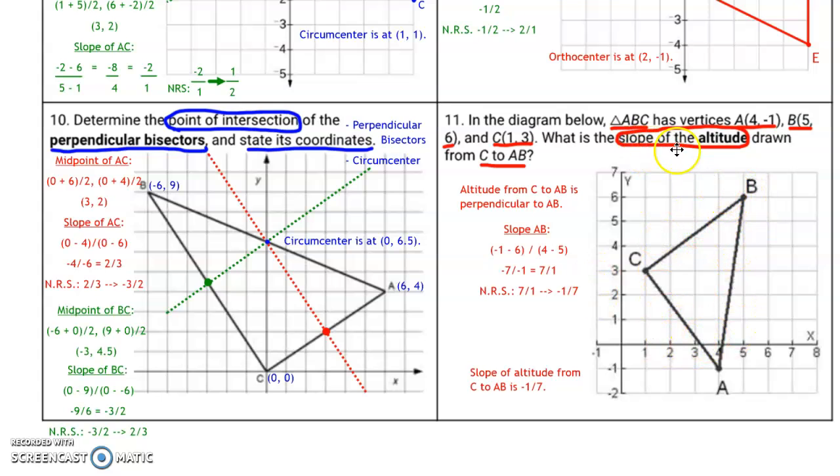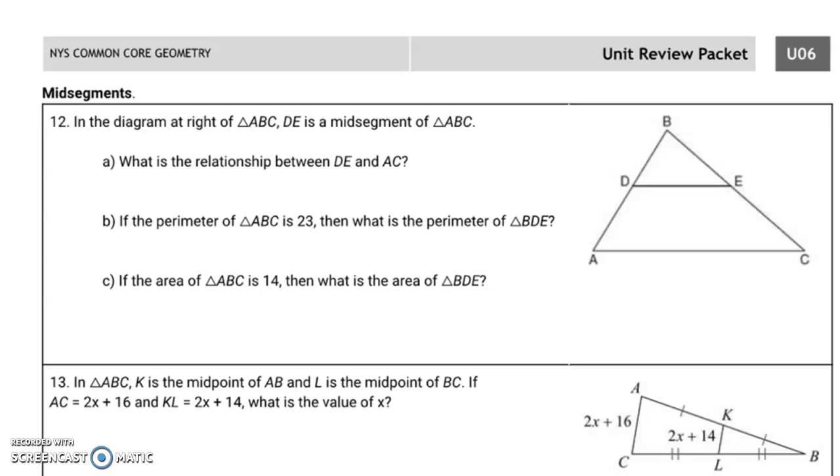It just asks for the slope of the altitude, and you should know that the altitude is always perpendicular to the base. If the base is AB, that means I find the slope of AB and find its negative reciprocal. Easy peasy. Moving on to the next part, which is about mid-segments. Pause the video, try it out, and then come to see if you got them right.